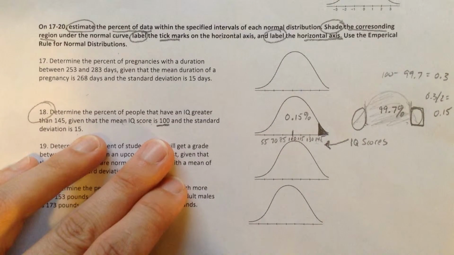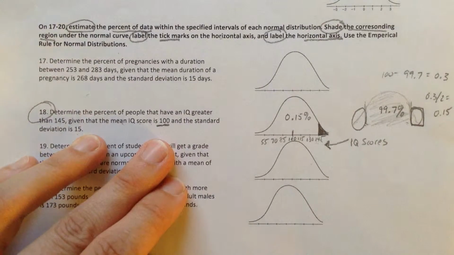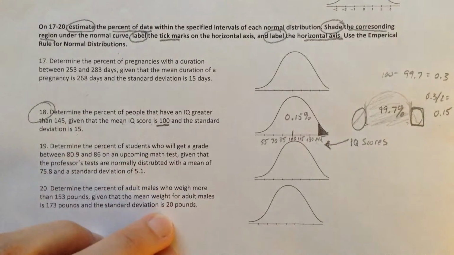That's why they say those folks are super smart and can get into Mensa, because it's very, very rare for somebody to have that. All right, you do 17, 19, and 20.